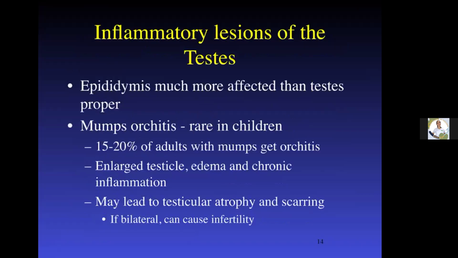Let's go to inflammatory lesions. Epididymis is much more affected than the testis proper. Let's take up the mumps orchitis. They are rare in children, but it occurs in 15 to 20% of adults with mumps. It is characterized by an enlarged testicle, edema, and chronic inflammation. It may lead to testicular atrophy and scarring. If bilateral, it can cause infertility.